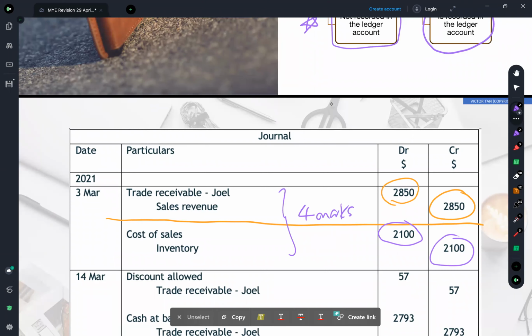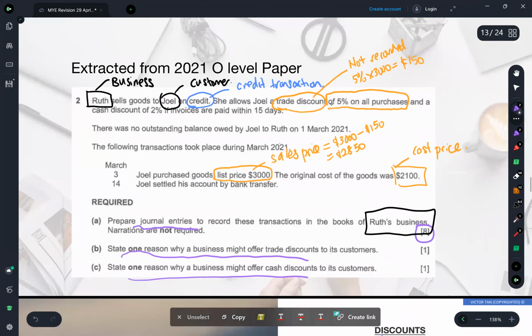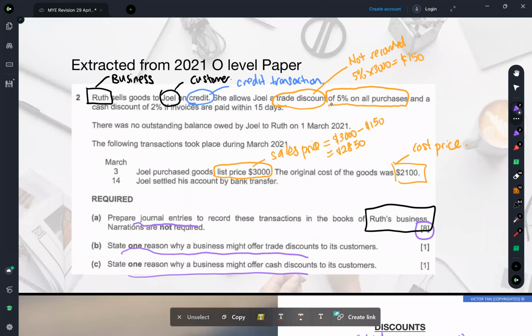Okay, that is for the 3rd of March. So just now I asked you, what can you do? You can buy, then you can sell, correct or not? So now this question is on selling. After you sell on credit, what must you do? You have to collect money from your customer. You sold already, your customer said, okay, I'll pay you later in the future. So now you need to collect money from your customer.